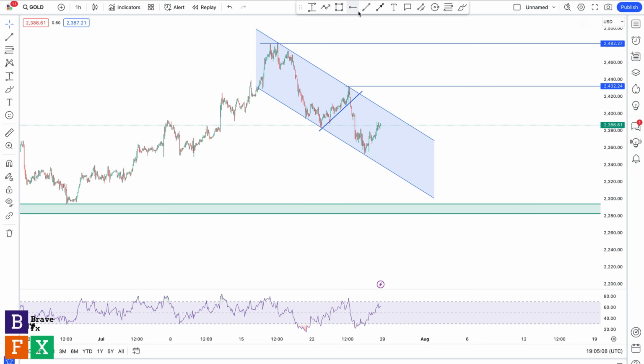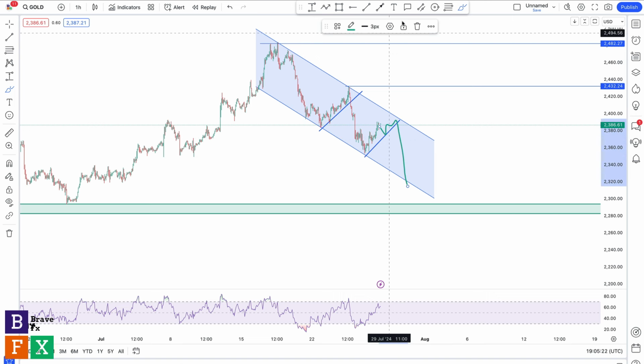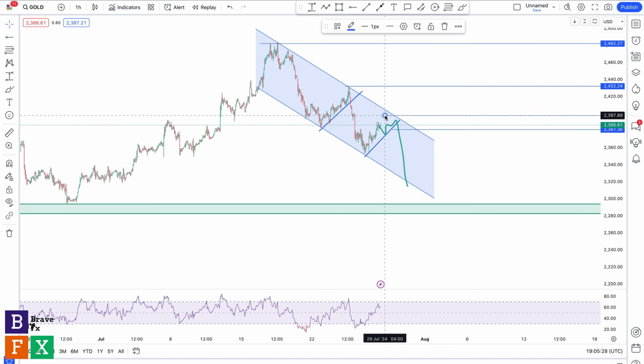So if we get something like that again, which would translate to price breaking these lower lows like this, possibly a breakout, this will be another confirmation to go short, right? Your stop loss is going to be above the highs and above the channel. Take profit target is going to be around the lows of the channel. So this is one case scenario to go short.